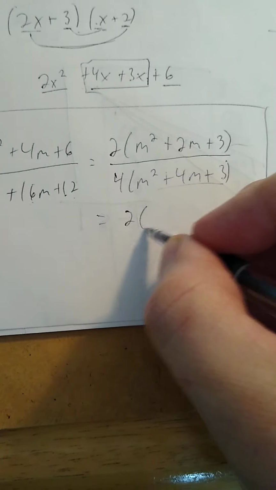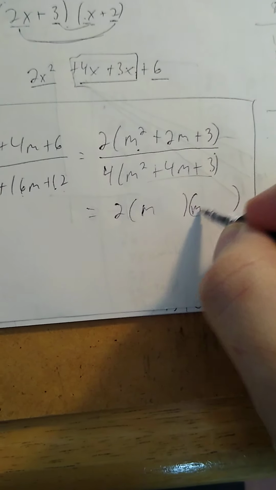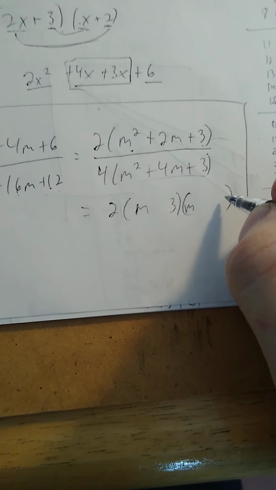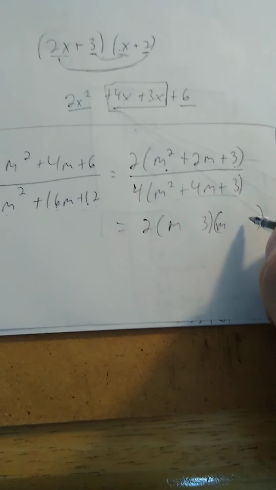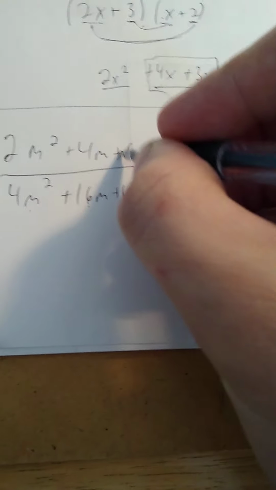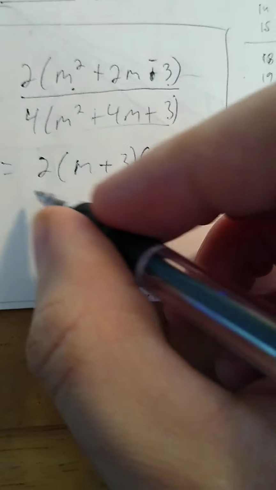So I'm going to have 2, and I'm going to factor this into m and m. Factors of 3 are 3 and 1. And this is going to factor into m plus 3 and m minus 1. Oh, I just realized I wrote the wrong sign here. This was actually a minus sign in these problems. So that minus sign allows me to have plus and minus. I wrote the sign wrong originally.